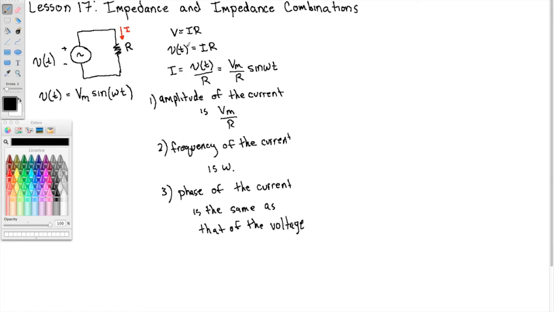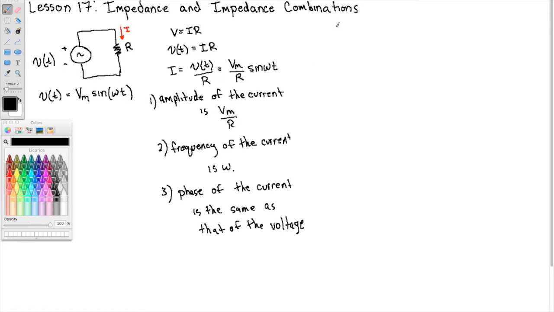Okay, so to summarize here, the resistor did not change the frequency of the sinusoid, and it did not change the phase. It did change the amplitude, as you would expect from Ohm's law.